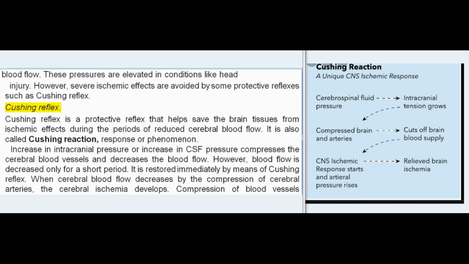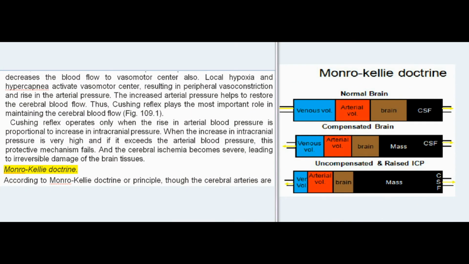Cushing reflex. Cushing reflex is a protective reflex that helps save the brain tissues from ischemic effects during the periods of reduced cerebral blood flow. It is also called Cushing reaction, response, or phenomenon. Increase in intracranial pressure or increase in CSF pressure compresses the cerebral blood vessels and decreases the blood flow. However, blood flow is decreased only for a short period. It is restored immediately by means of Cushing reflex.